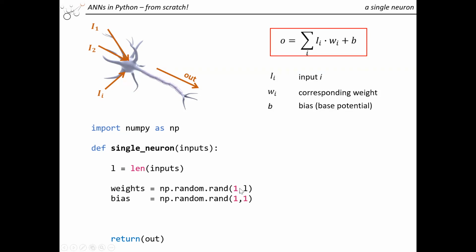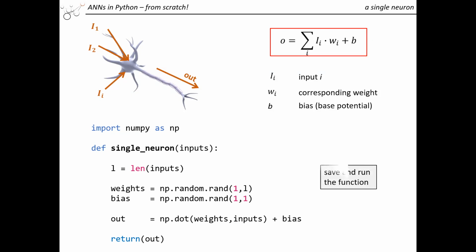And we want to create a vector that has one row and L columns. So for every input, we have a corresponding weight W. And then we also generate the bias with a random number generator, and this is just a 1 times 1 matrix. Of course, we have to multiply the weights with the input. It's just a dot product, as I said earlier, and then we add the bias, and then we have our output. And of course, we want to save the code and run the code.